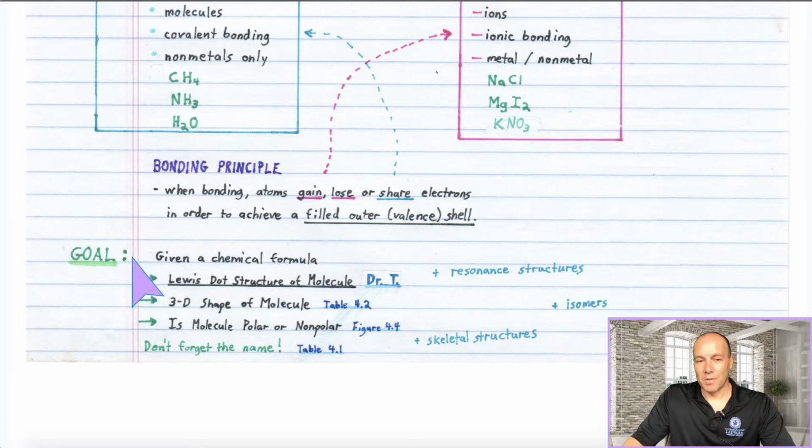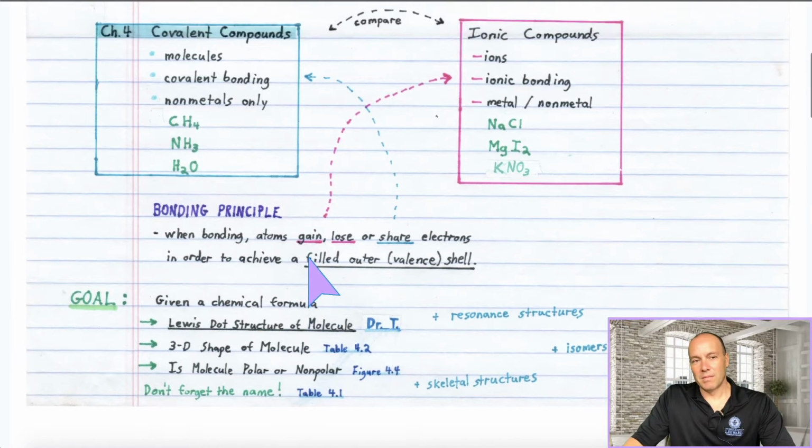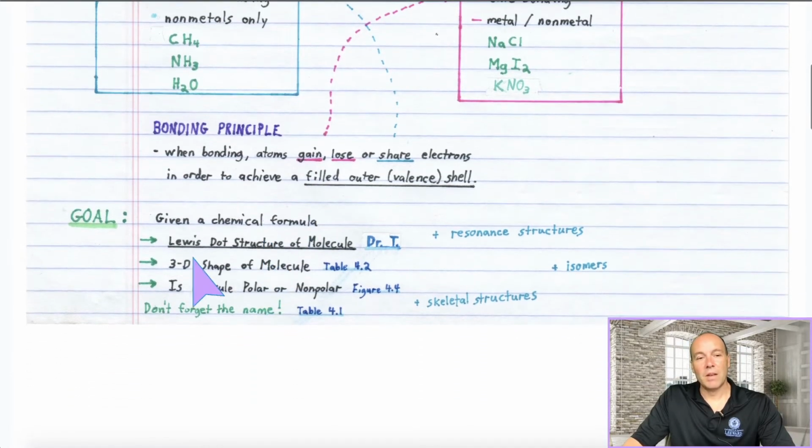So here's the goal. If you're given a chemical formula of a covalent compound, you should be able to write the Lewis dot structure of the molecule, determine the three-dimensional shape of the molecule, and also determine whether or not the molecule is polar. And don't forget to name it. You should be able to name covalent compounds.